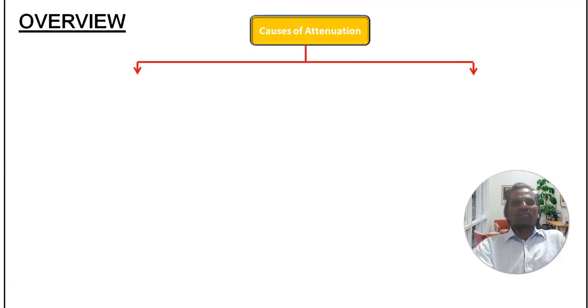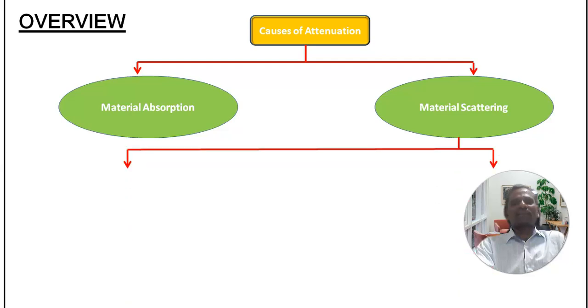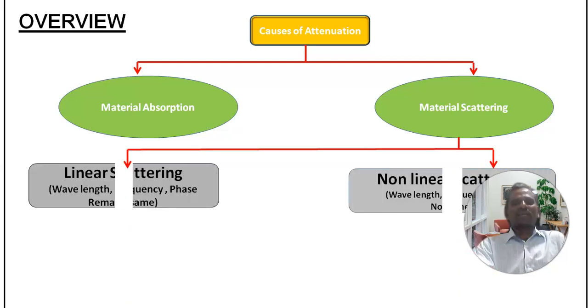So, overview of the causes of attenuation. Attenuation here refers to the signal degradation during the transmission in the fiber. One of the attenuation causes will be material absorption. We are not going to discuss material absorption. Next will be material scattering, which is again divided into two, one is linear scattering, another is non-linear scattering.